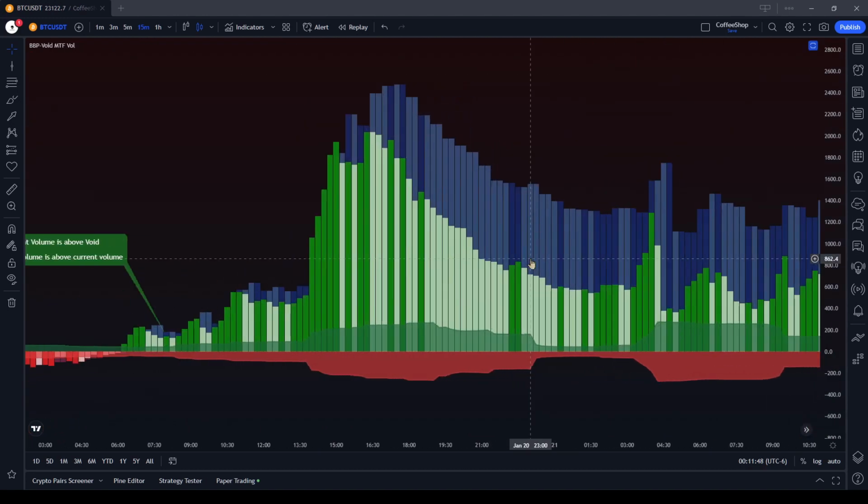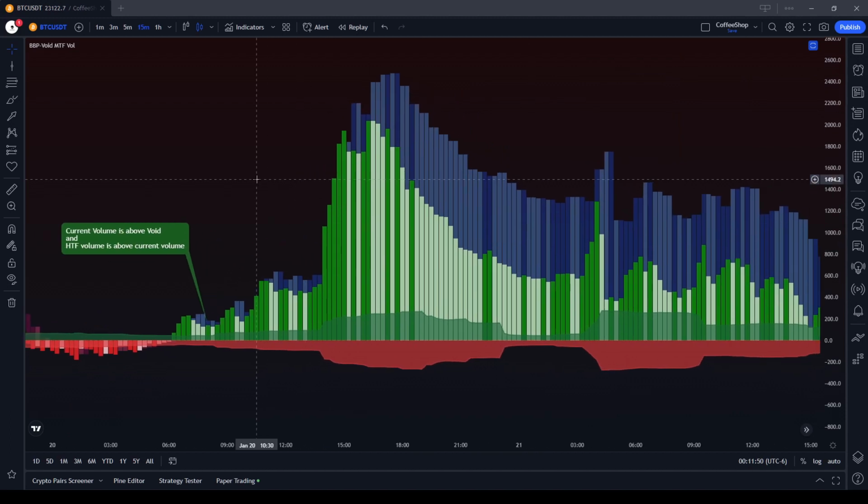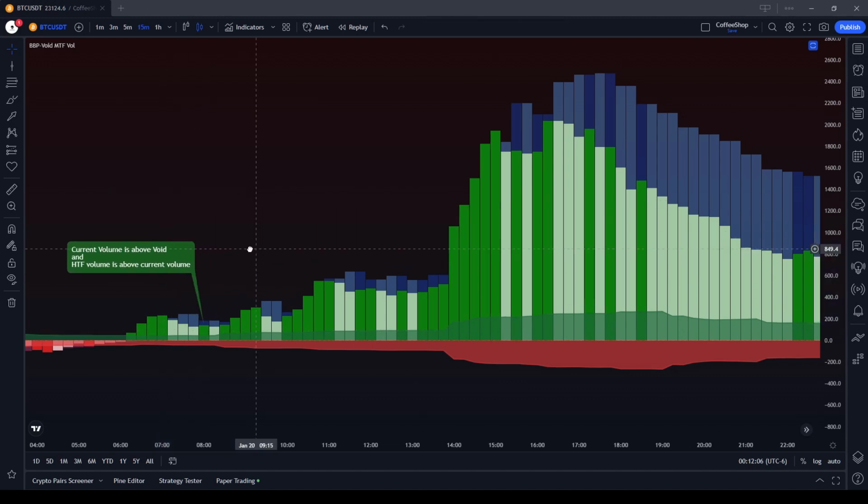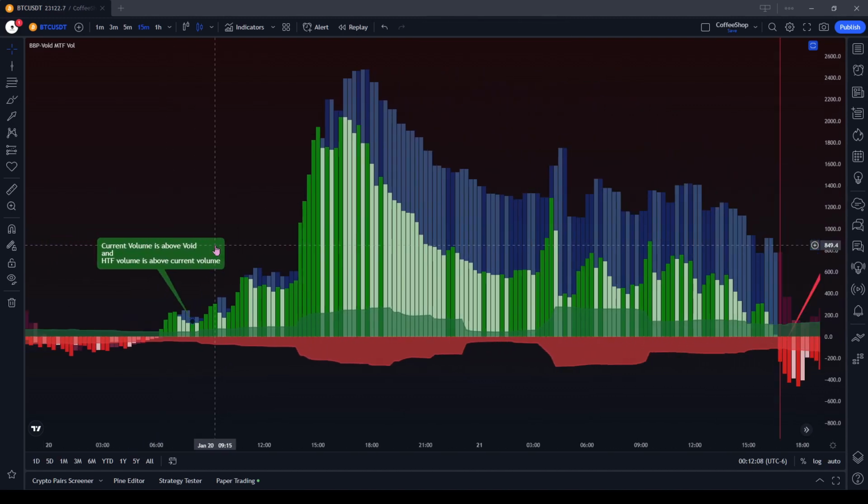Let's just take a zoom in look right here. And like I said, current volume is above the void, and high time frame volume is above current volume. You understand what that means? High time frame is the blue one. It's dark blue, and it's above a dark green. Dark blue above dark green. It means growing volume above growing volume. That's a nice little combination to have.